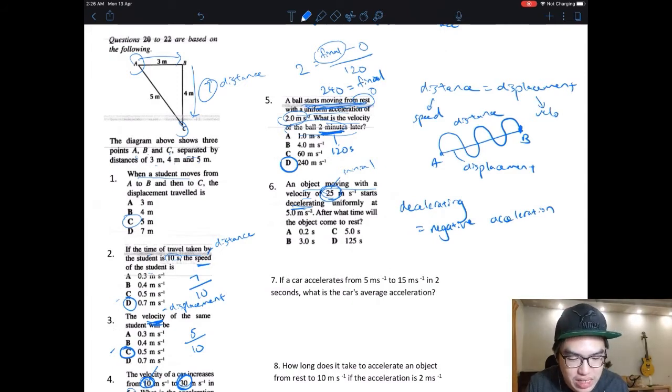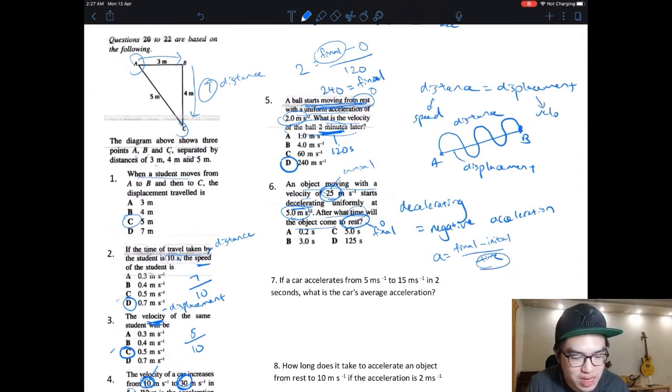Starts decelerating uniformly at 5. So can you write 5? No, you should write negative 5, because this is deceleration. After what time will the object come to rest? So rest is final. What's rest again? Rest is 0. So let's look at our formula. Acceleration equals final minus initial, divided by time. So what do they want now? They want time.